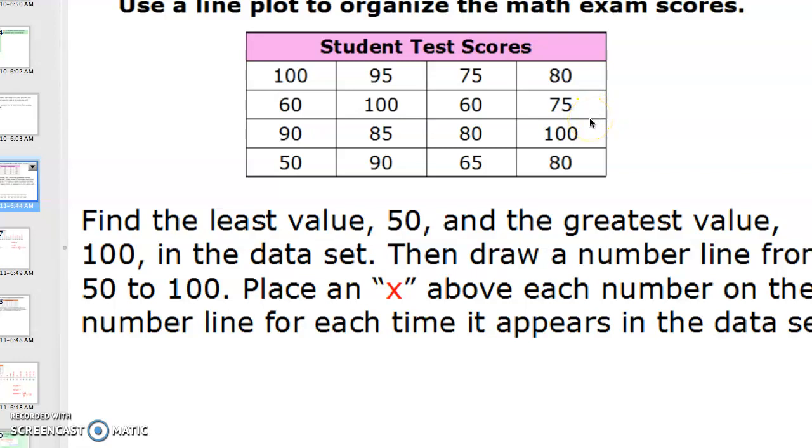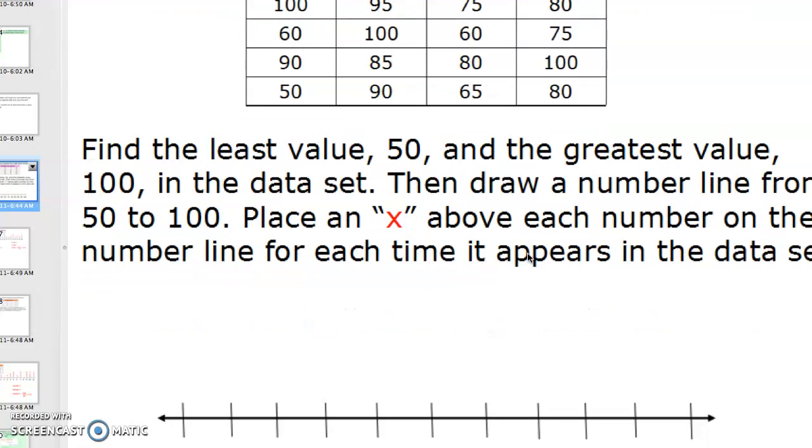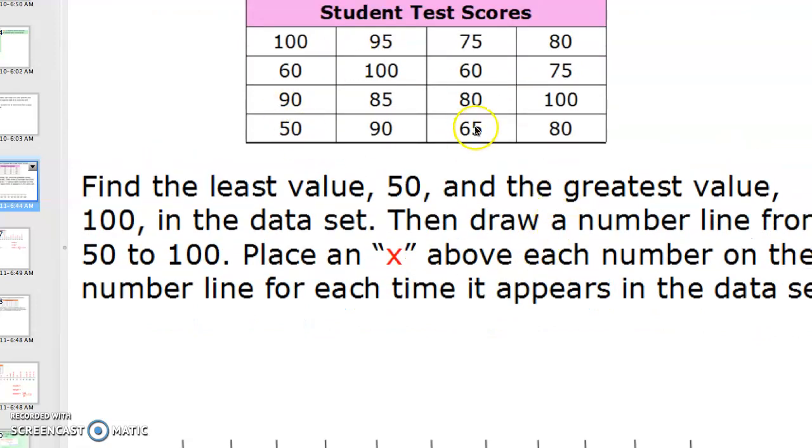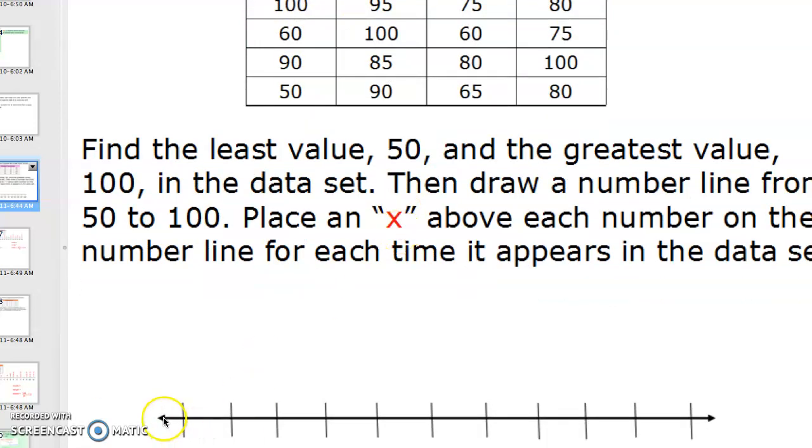To create a line plot out of this data, you need a number line. So you always look for the smallest number and then the largest number. My smallest number is a 50. The largest is 100. So I'm going to create a line graph that starts at 50 and ends at 100 because that's where my grades are going to be.